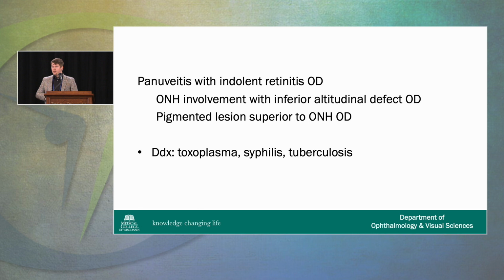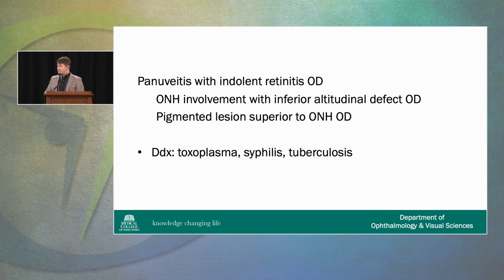So we have a pan-uveitis. We had cell in the AC and the vitreous, and now we have our indolent retinitis, so it's pan-uveitis in the right eye. We have optic nerve head involvement with an inferior altitudinal defect, and we have a pigmented lesion superior to the optic nerve head. And we know it's been there 1.5 months, and she's not blind, right? It's getting better. There's really only one thing that does that, and it's toxoplasma.